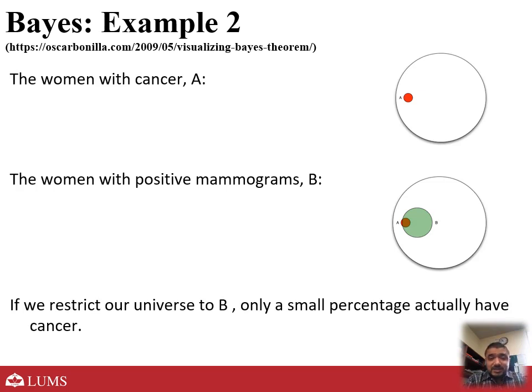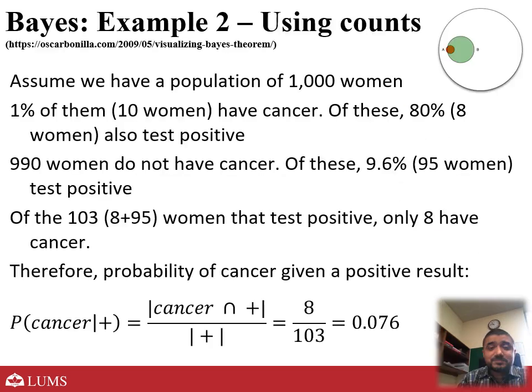So in the same spirit as the theorem we built earlier, the women with cancer for example are our class A, and the women with positive mammograms are our class B, and there is some overlap between the two, in this case a very high overlap. If we restrict our universe only to B, only a very small percentage actually have cancer. So you can clearly see that within our class B there are very few people who truly have cancer, and a great many who do not. But why is this happening, let's see.